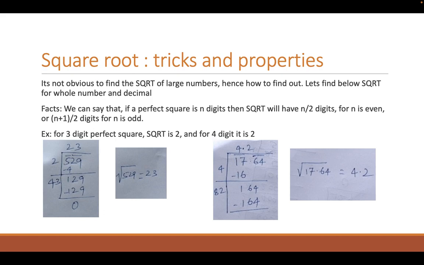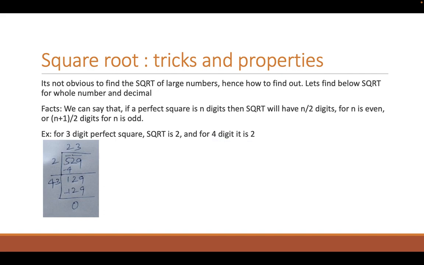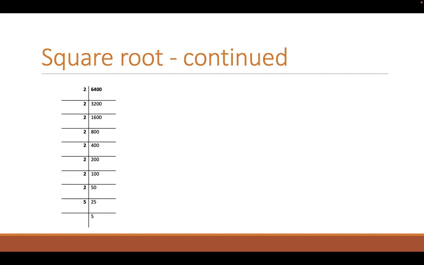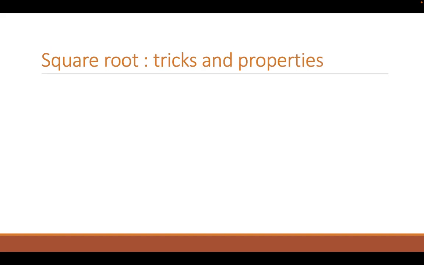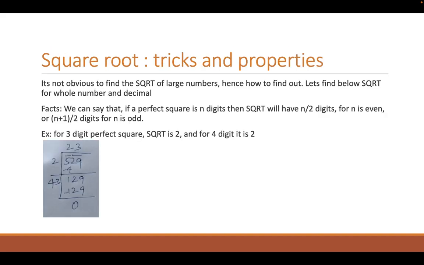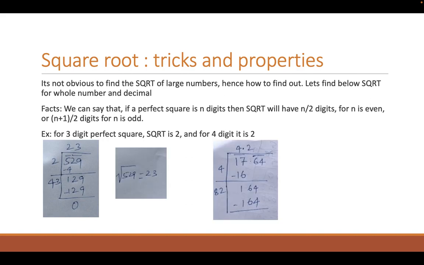For perfect squares, prime factorization will work. But for a number which is not a perfect square, that technique is not going to work. This division way is going to work for non-perfect squares, I mean regular numbers which are not perfect squares, and also for decimals which are not perfect squares.